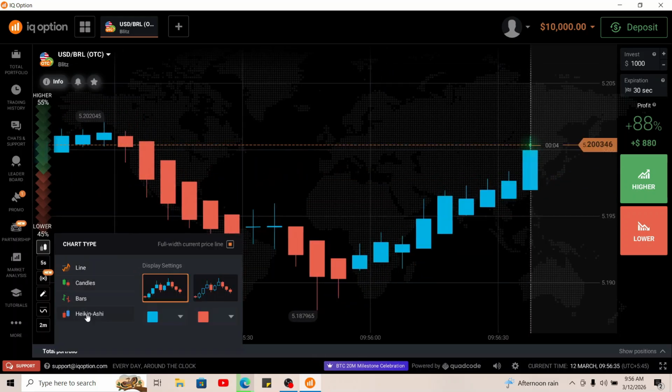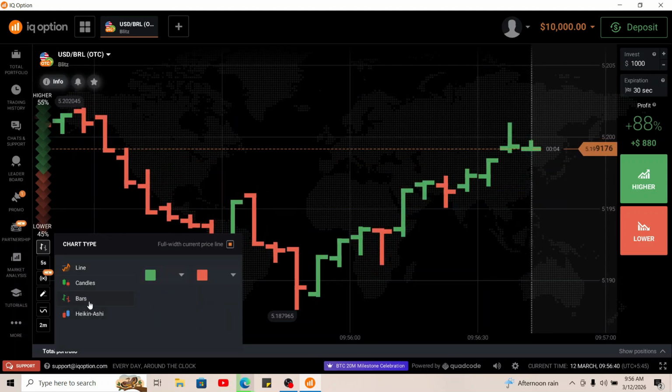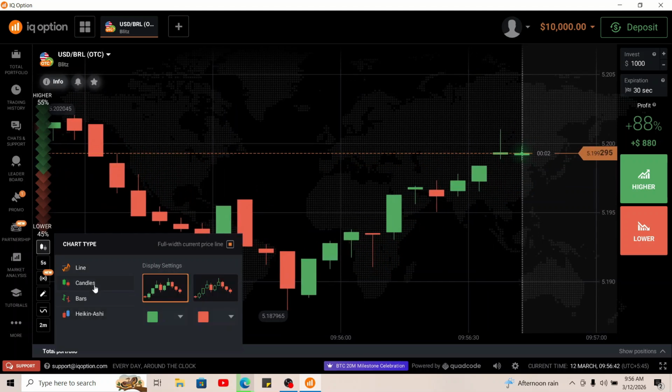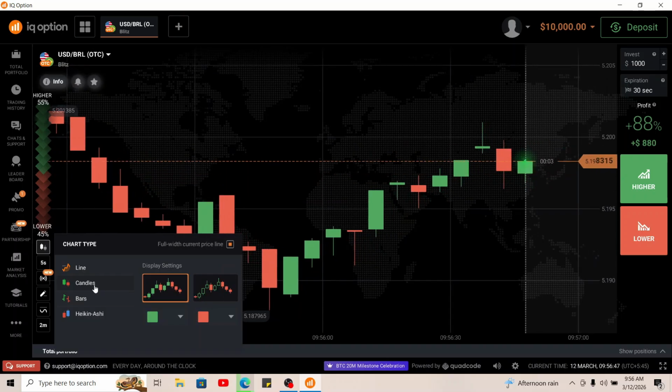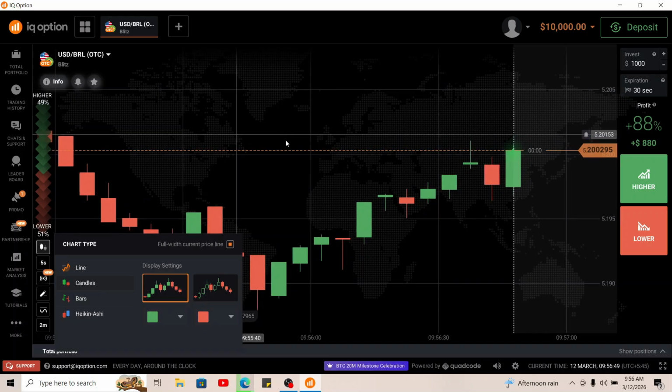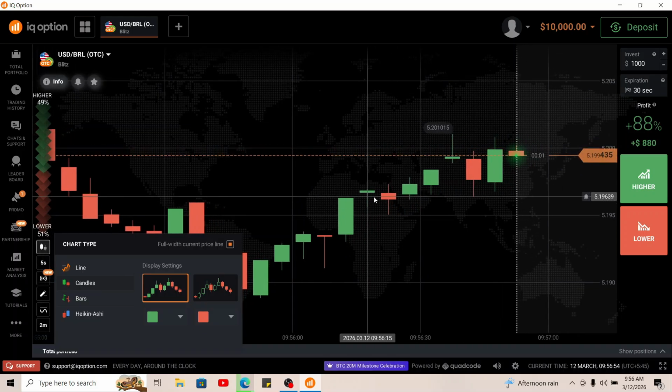You can choose between lines, candles, bars, and Heikin Ashi. Choose any one chart type you'd like to change to, and from there, you can easily switch the chart type you want. It'll update immediately and you'll be able to see the chart type changed immediately in the chart page.